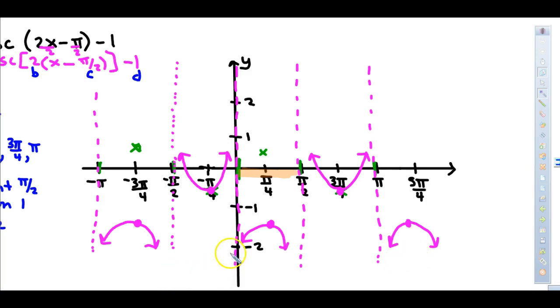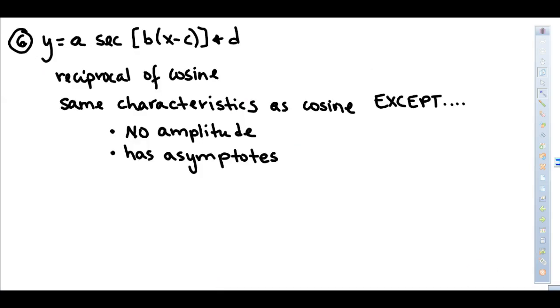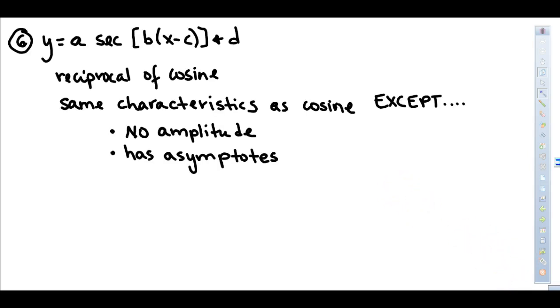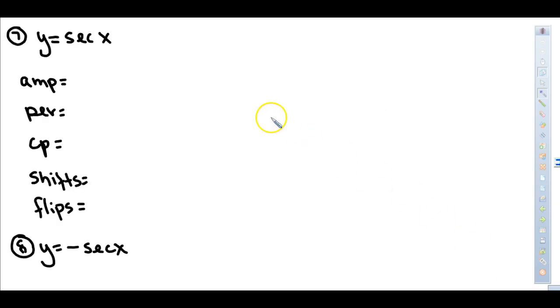Alright. Let's move on here to secant. Secant is the reciprocal of cosine. So it has the same characteristics of cosine, except it has no amplitude. And it also has asymptotes. So it looks a lot like cosecant. Okay, let's see how this is going to turn out. Well, hold on. I have a problem in here somewhere. There it is. Okay, so y is equal to 1 times secant of 1x minus 0 plus 0. This is your parent function.